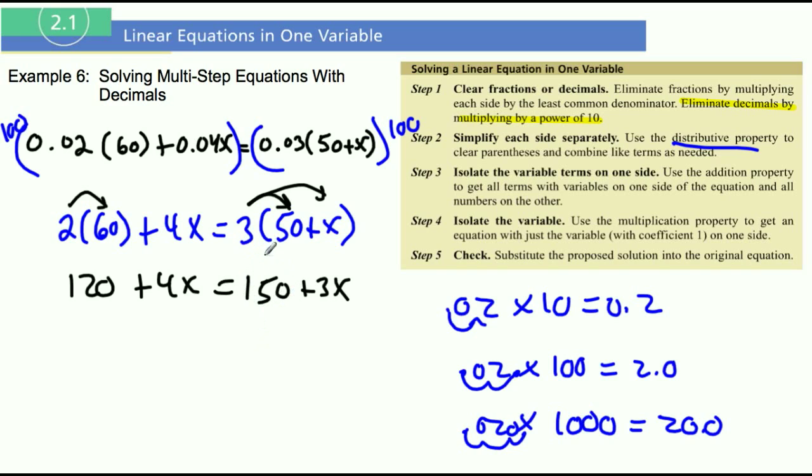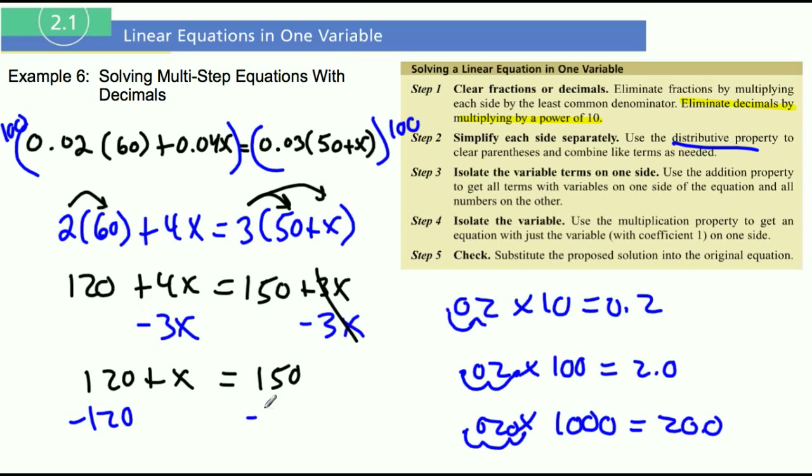Because I want to keep a positive variable, I'm going to put the variables on the left side. So I'm going to subtract 3x from both sides. Then that will give me 120 plus x equals 150, because those are gone, and this just became x. Then I'm going to subtract 120 from both sides and get x equals 30. And that should do it.